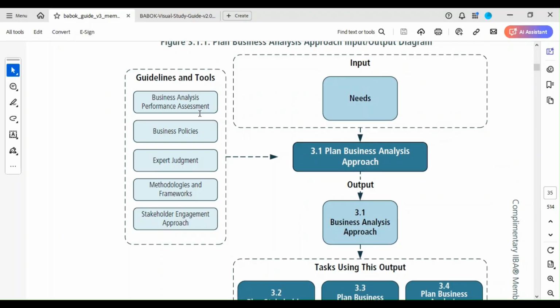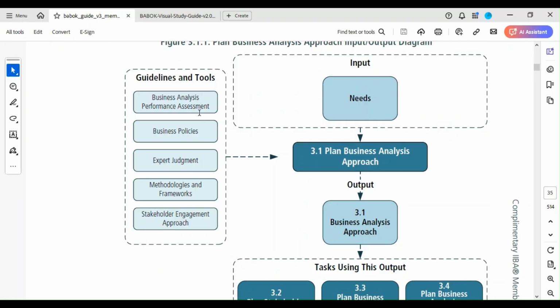So, guidelines and tools. What are the guidelines and tools that will guide you in planning your business analysis approach? One, business analysis performance assessment. What would guide you is the performance assessment, and you know what performance assessment is when you are looking at the rate of performance and what you expect out of this. Business policies. Are there policies guiding this? That will guide the approach.